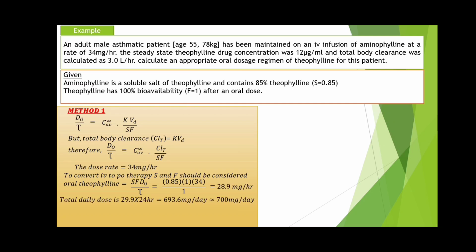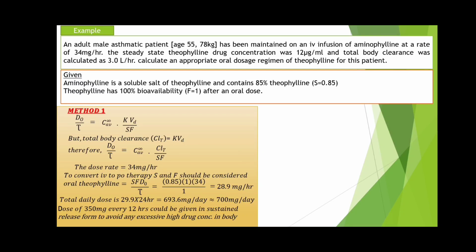So total daily dose is 28.9 into 24 hours, for which we get 693.6 mg per day, or approximately 700 mg per day. So a dose of 350 mg every 12 hours could be given in sustained release form to avoid any excess high drug concentration in the body. So this is the first method.